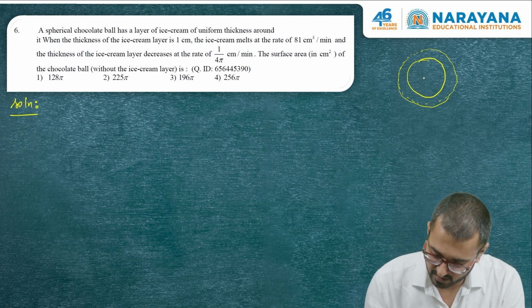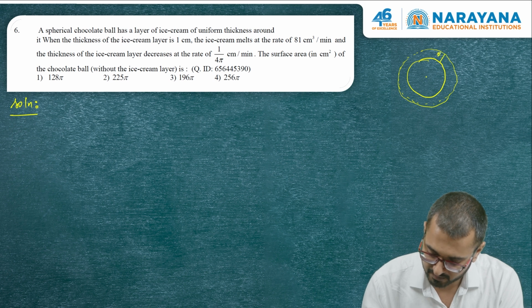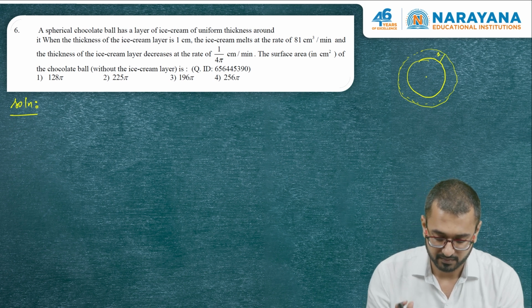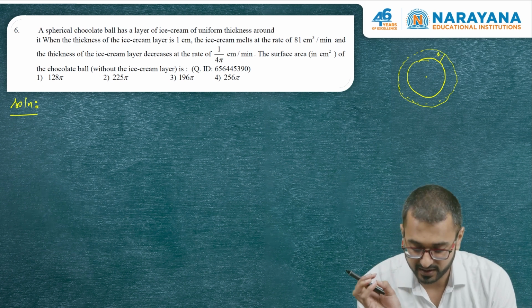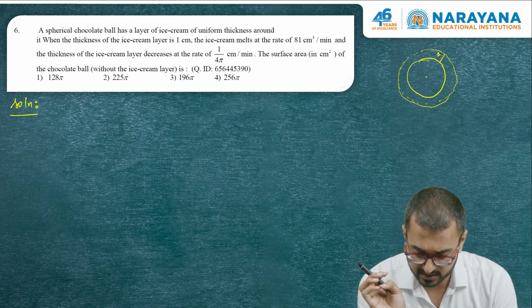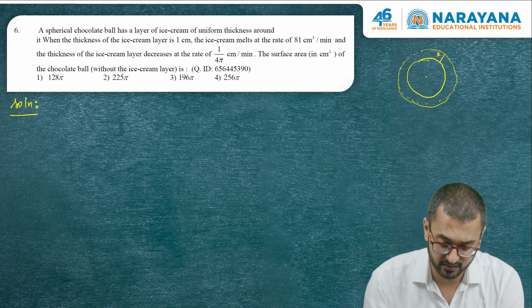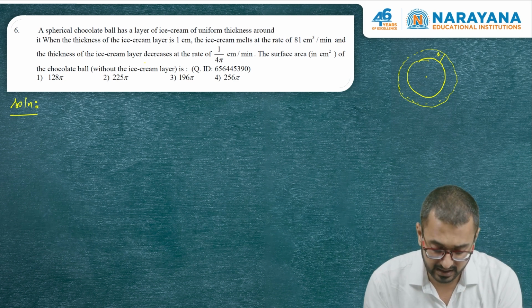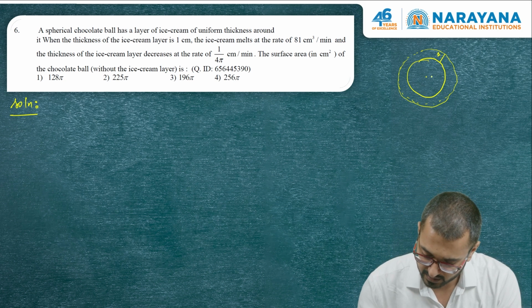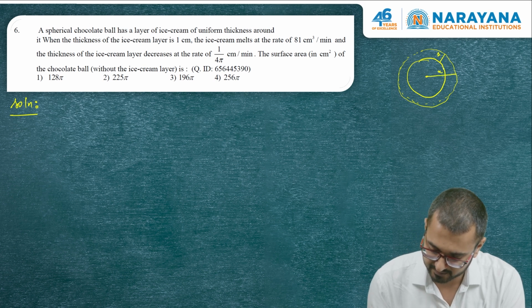A spherical chocolate ball I have here. Uniform thickness is 1 centimeter. Now the ice cream melts at a rate of 81 centimeter cube per minute, and the thickness of the ice cream layer decreases. So what we can do is assume the outer radius to be x.